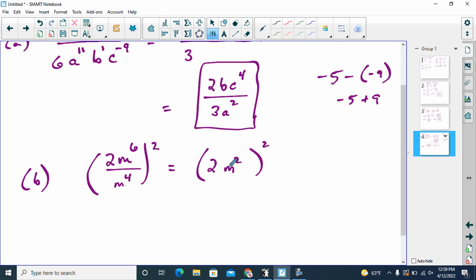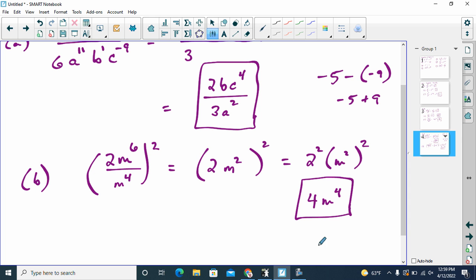Now we had a property that said if I multiply in here, which I am, I can distribute this 2. So I have 2 to the 2nd, and I have m squared to the 2nd. 2 to the 2nd is 4. M squared to the 2nd, power of a power. I multiply my exponents. 2 times 2 is 4. 4m to the 4th.